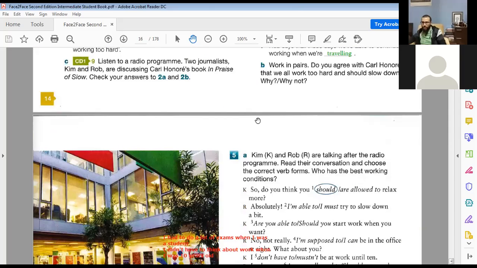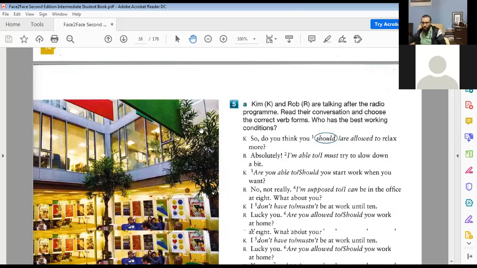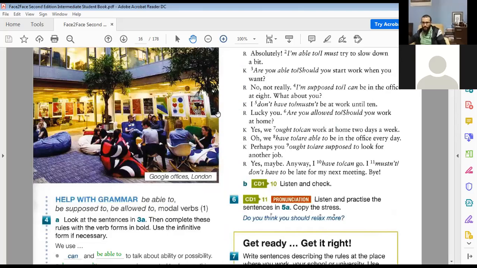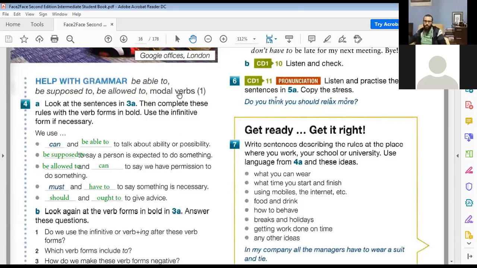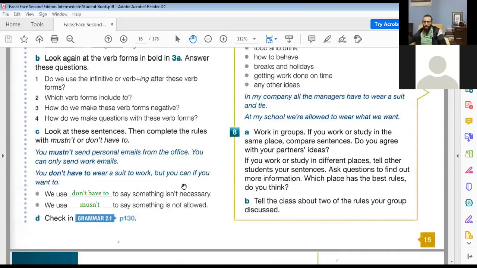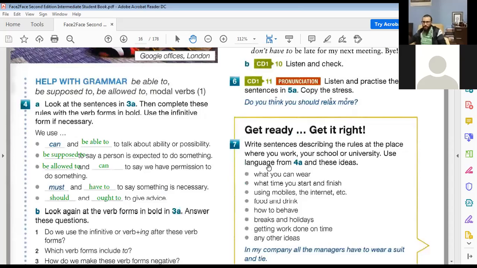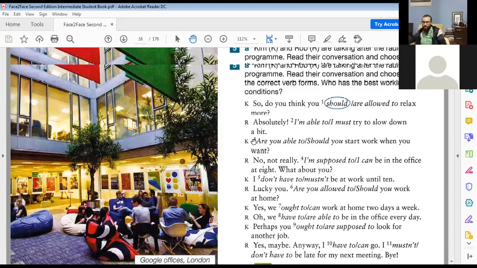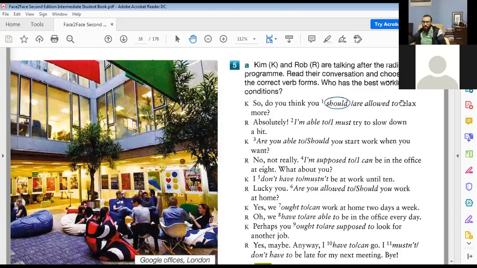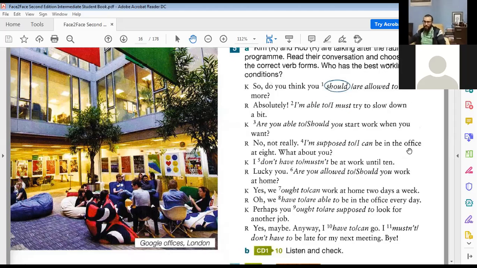Okay, so in our next lesson, we're going to use all of these rules, the ones that we covered today, to be able to, be supposed to, be allowed to, and also modal verbs. We will cover all of these and we'll use them in this very nice conversation between two people, between Kim and Rob. These are the first people we heard in the radio interview.